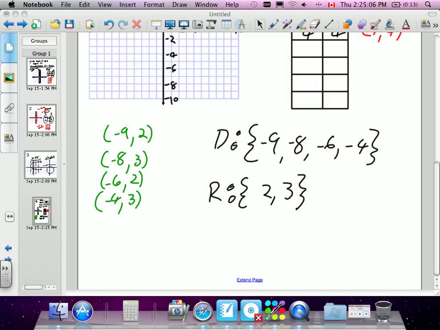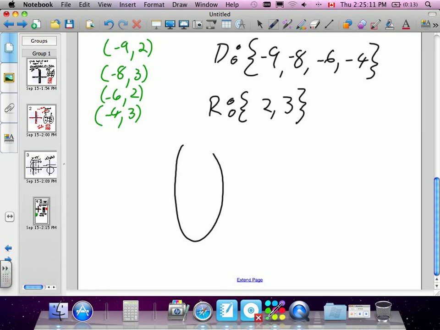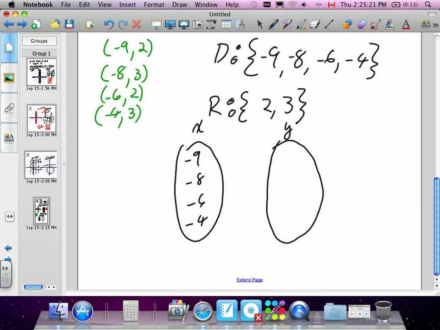So say you were to represent this the way I've been showing you earlier, where they had the ovals. So these are all our x, our inputs, and these are all of our outputs, our y's. Our domain was negative 9, negative 8, negative 6, and negative 4. Our range was only the numbers 2 and 3. I would draw specific arrows.